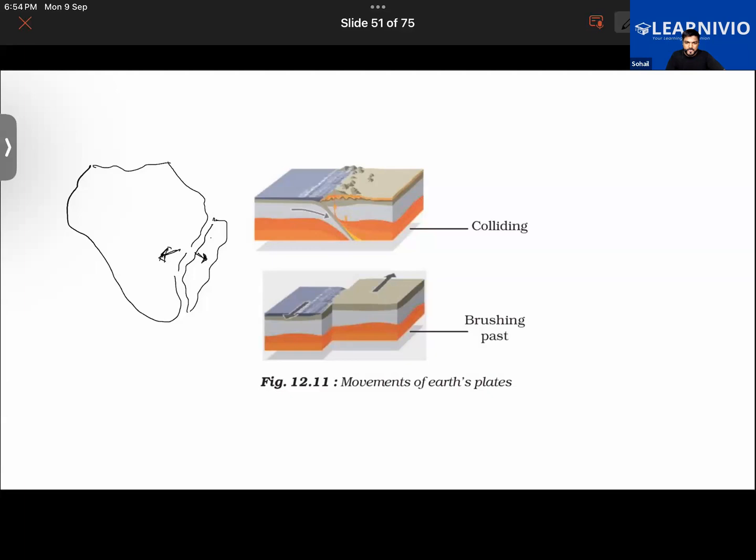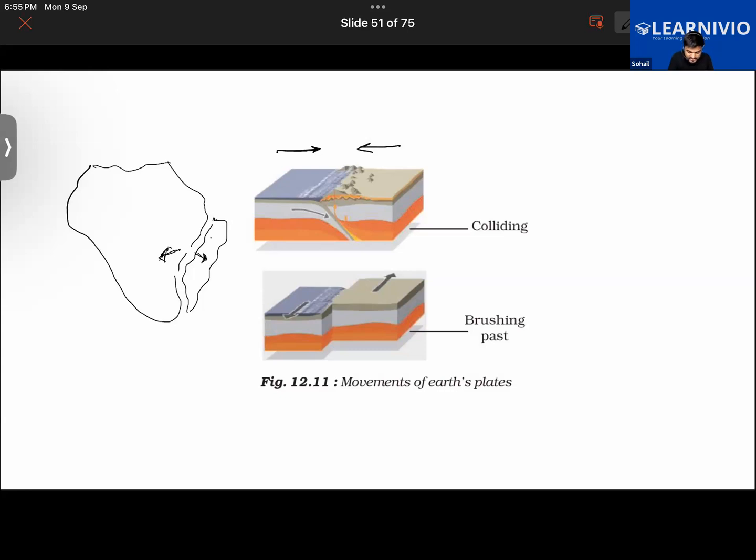Also, the movement of the plates of Earth can occur in different ways. Like when two plates collide into one another like this, so there the plates are said to be colliding into one another. So that can also cause earthquake. And here they are brushing past, meaning that they are sliding past one another. So that will also cause earthquake. This is the way the plates will be moving.